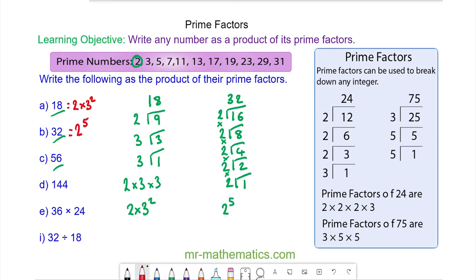5. Do you want to try and write 56 as a product of its prime factors in index form? You can pause the video and resume it when you're ready.